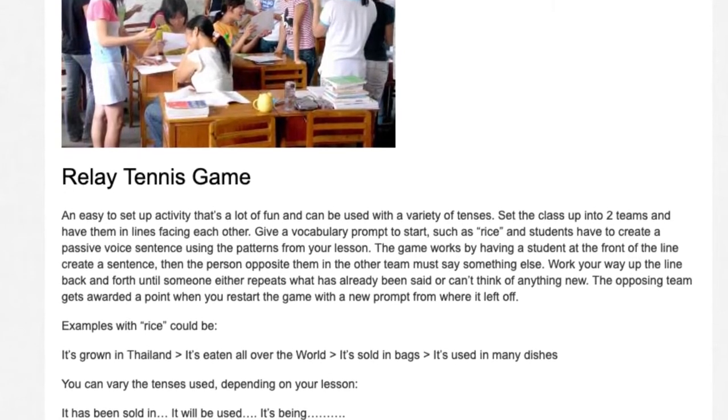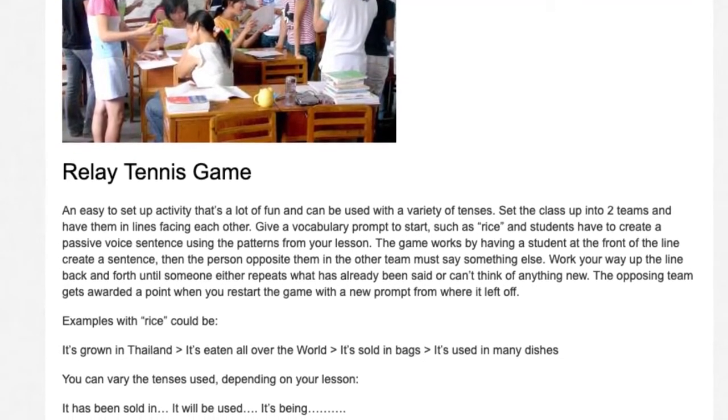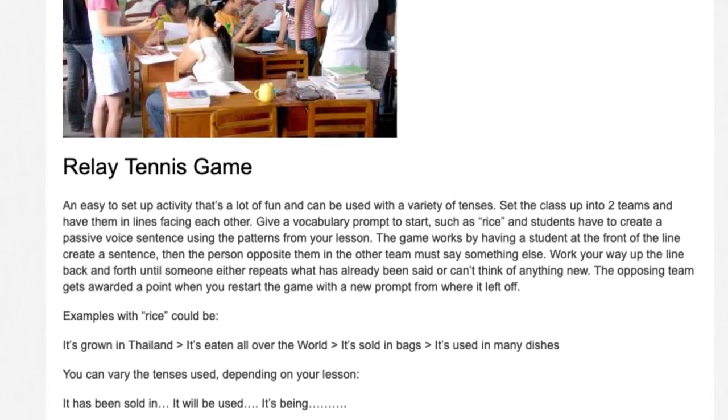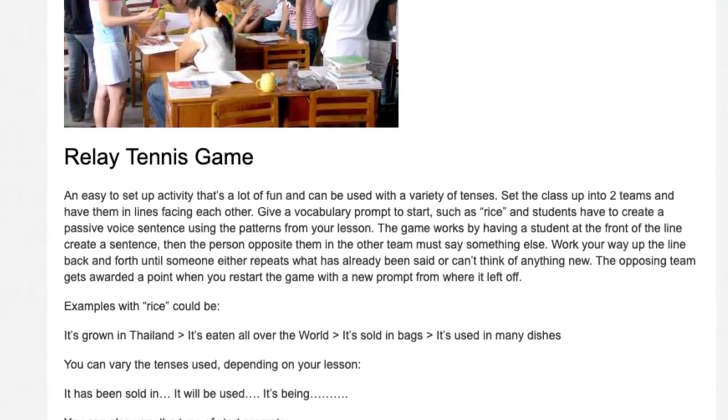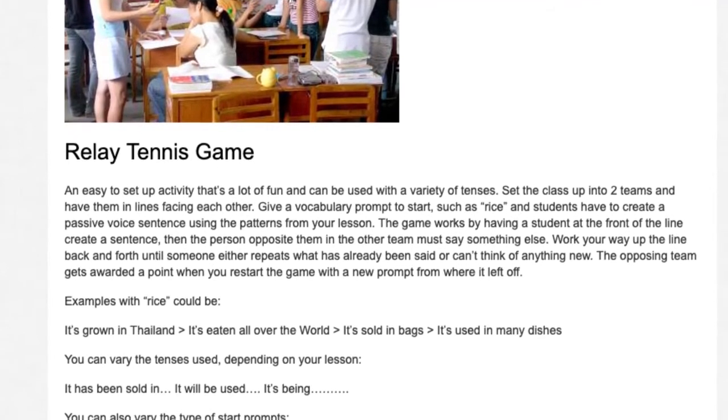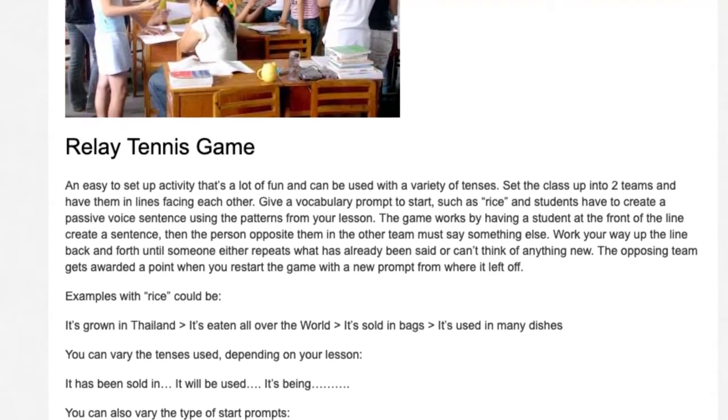Work your way up the line back and forth until someone either repeats what has already been said or can't think of anything new. The opposing team gets awarded a point when you restart the game with a new prompt from where it left off.